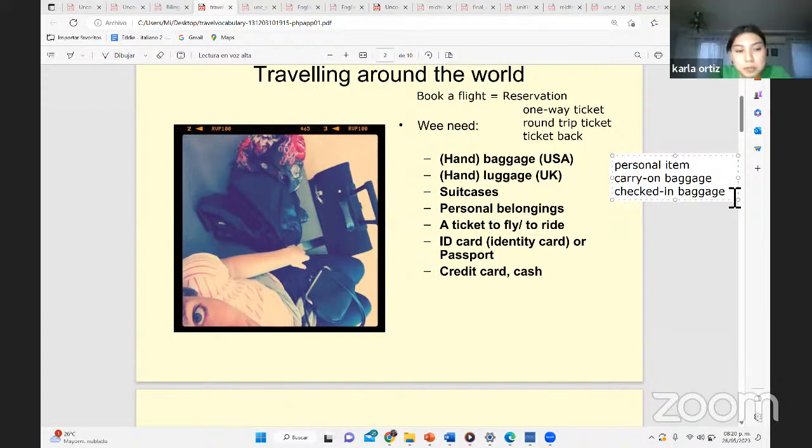Carry-on baggage. Check-in baggage. What is the option you choose?